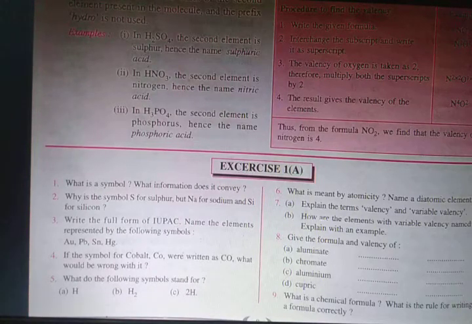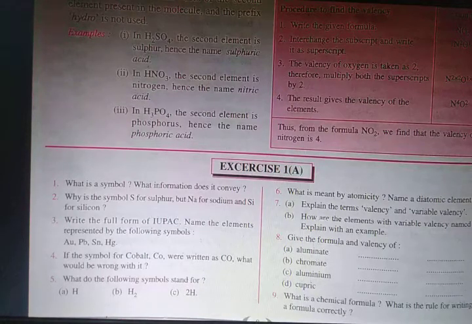The next we are having chromate, CrO4 2 minus. The next we are having aluminium, Al, and the valency is 3. The next is cupric, Cu2 plus, the valency is 2. Okay, all right.